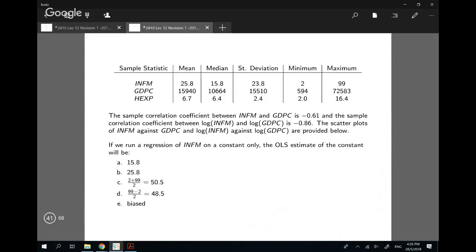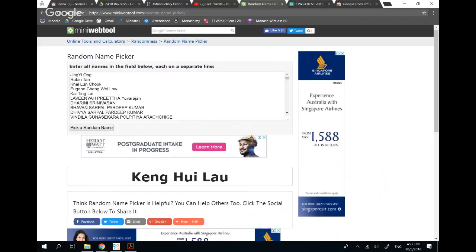Sample correction. If we run a regression of infant mortality on a constant only, the OLS estimate of the constant will be... Oh, this is easy, right? Wow, just now was so difficult. Now this is so easy. Just your luck, huh? Okay, good.